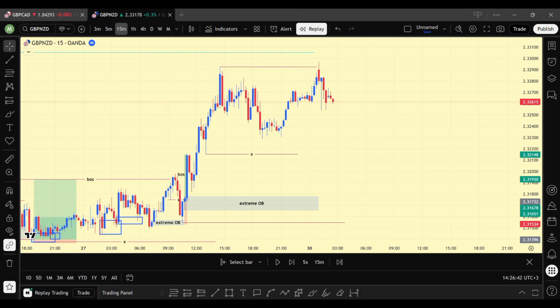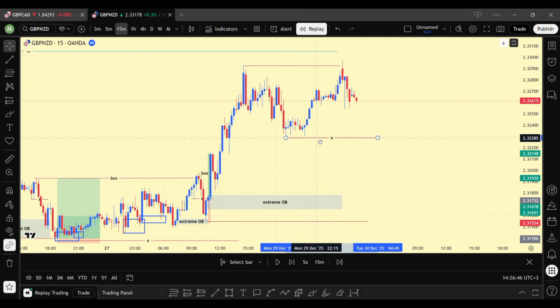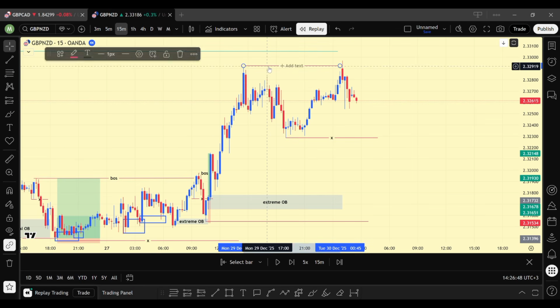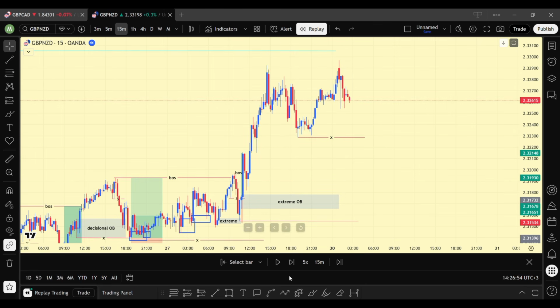So back to the H4, back to the M15. This means that I'll be shifting the inducement to the recently formed valid pullback, of which it is that on there. And yeah, everything is pretty much good. So now let's see what price does.